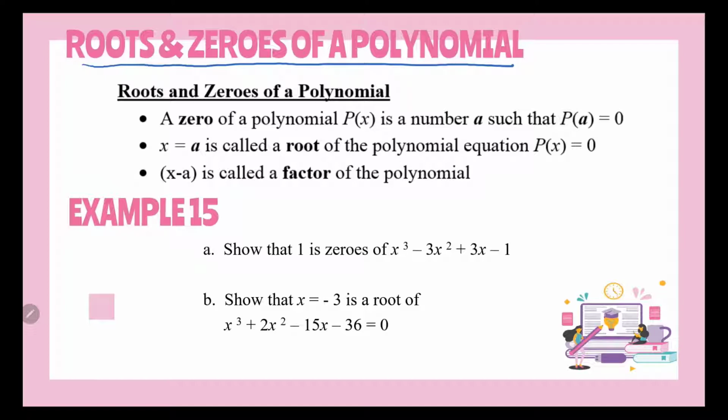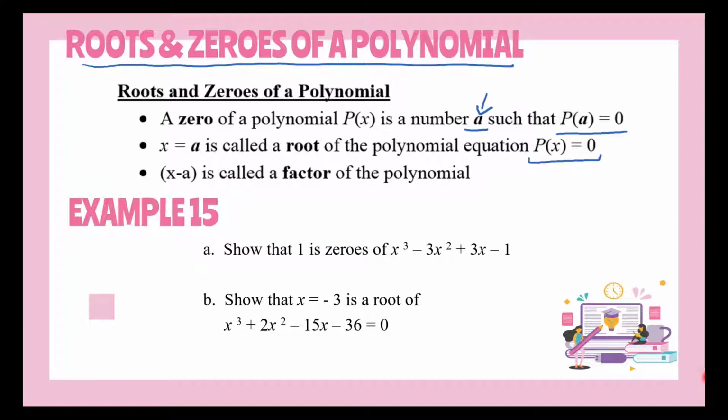So, what is a zero? A zero of a polynomial p(x) is a number a such that p(a) equals 0. That means when we substitute a into the polynomial, if we get 0, then we call a a zero. x equals a is called a root of the polynomial equation p(x) equals 0. And x minus a is called a factor of the polynomial.